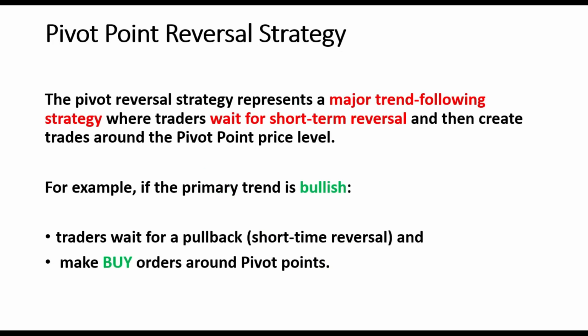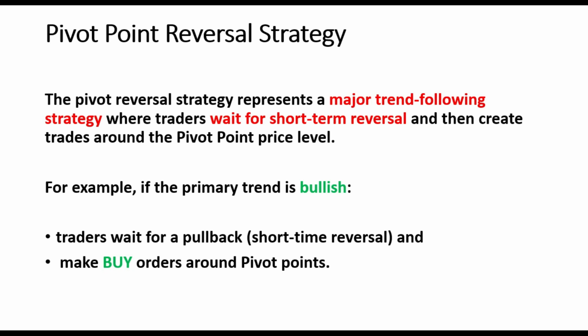So what is the pivot point reversal strategy? It represents a major trend following strategy where traders wait for a short-term reversal and then create trades around the pivot point price level. For example, if the primary trend is bullish, then traders wait for a pullback, some short-term bearish move, and then they make buy orders around the pivot point.